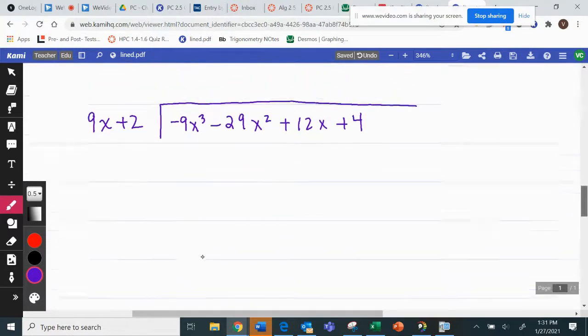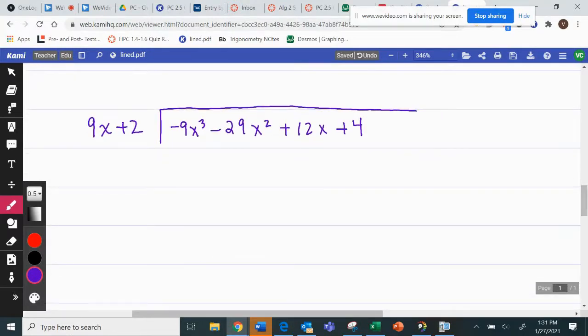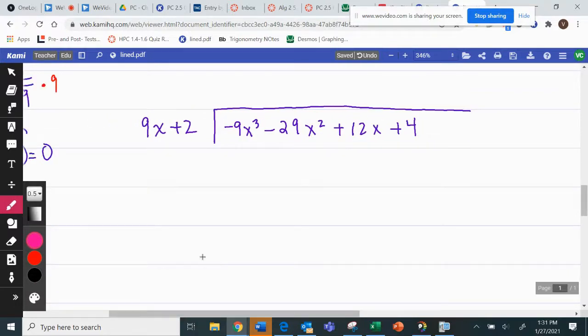See how we're basically reviewing everything we've done in this chapter in one question, except for quadratics. Well, kind of quadratics though. All right, first thing I'm going to do is divide 9x into negative 9x cubed. If you can't do that in your head, then you just write it off to the side, literally put them on top of each other and tell me what you get. Negative x squared.